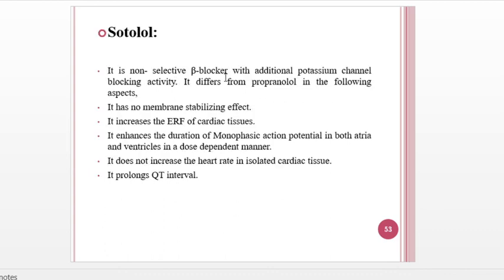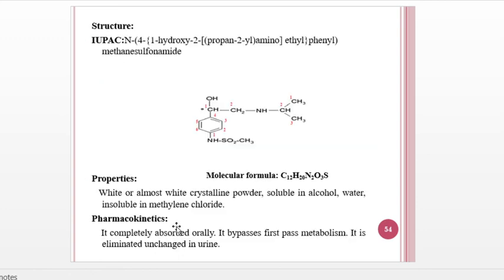Sotalol is a non-selective beta blocker with additional potassium channel blocking activity. It is different from propranolol in the following aspects. It has no membrane stabilizing effect. It increases the ERP of cardiac tissues. It enhances the duration of the monophasic action potential in both atria and ventricles in a dose-dependent manner, and it does not increase the heart rate in isolated heart tissue. It prolongs the QT interval. So this is the structure of this one.